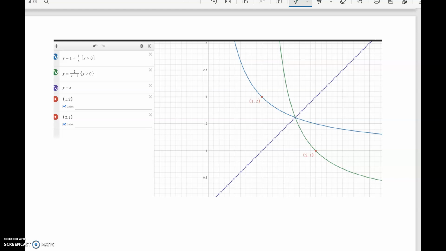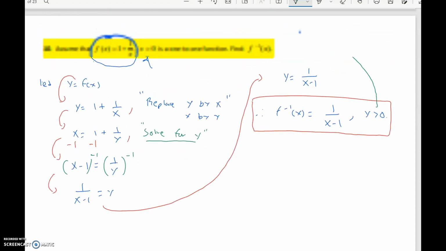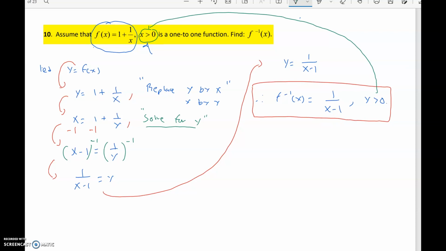And remember that the inverse functions happen to be symmetrical along the line y is equal to x. So your final answer has to have that final disclaimer. That's actually it for problem 10.